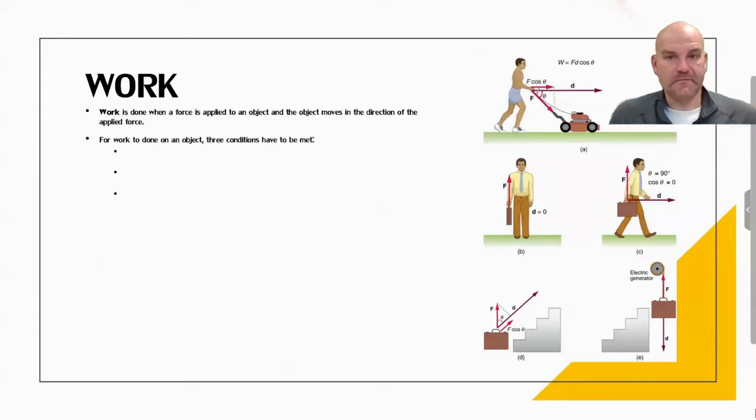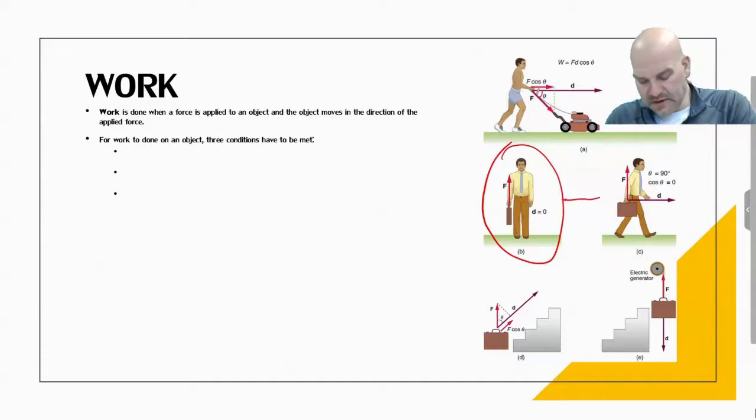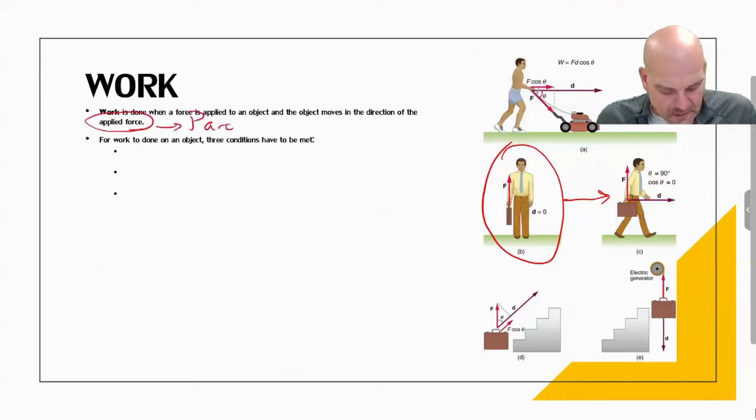So if you look at our gentleman here with the briefcase, we've got this force, he's applying a force on the object. Notice it is a vertical force, but when you look at the next picture, it shows us that he's actually doing no work on the object. That's because the force that he's applying is not in the direction of the motion. So that force has to be parallel to the motion.